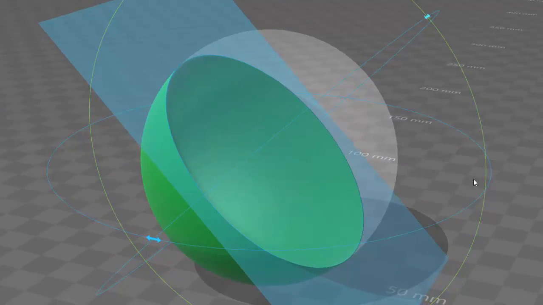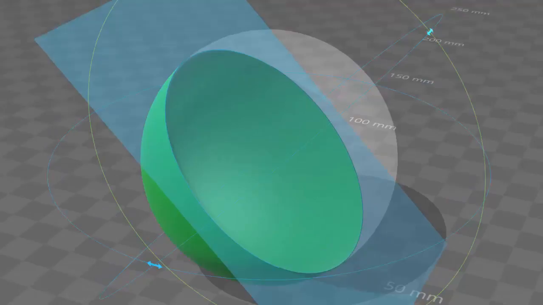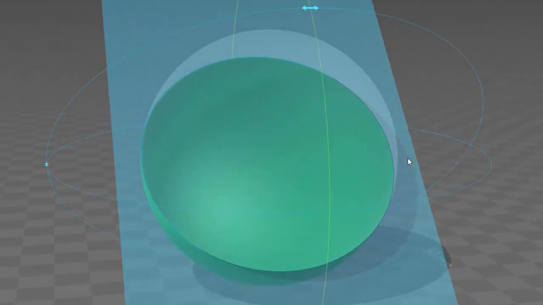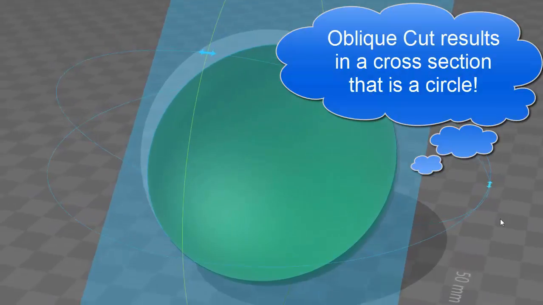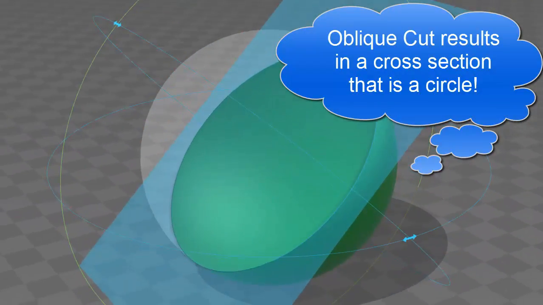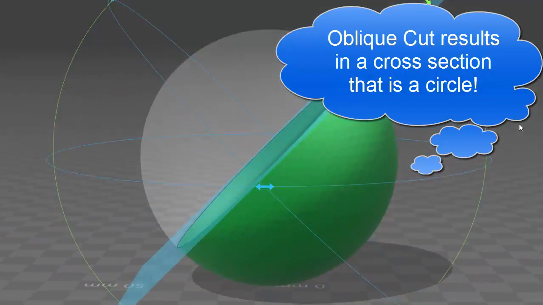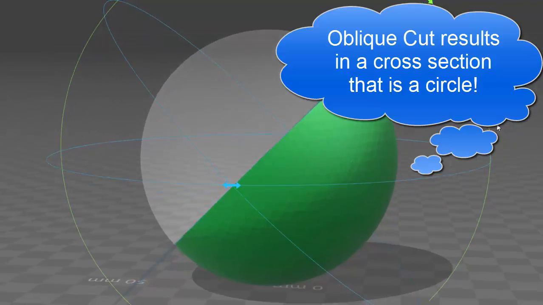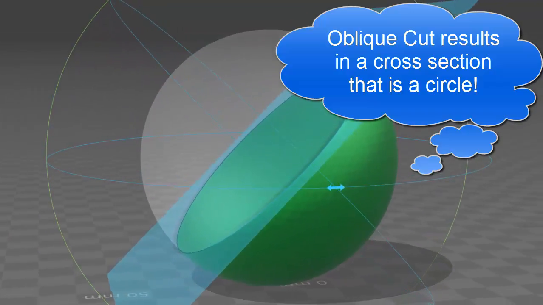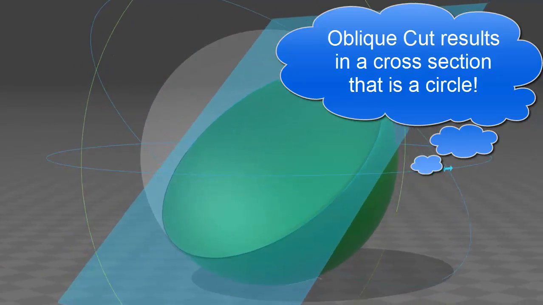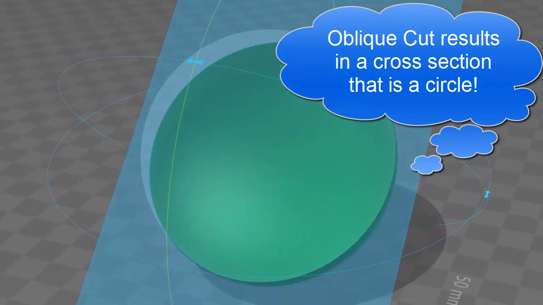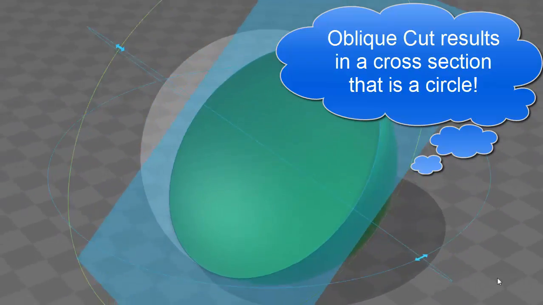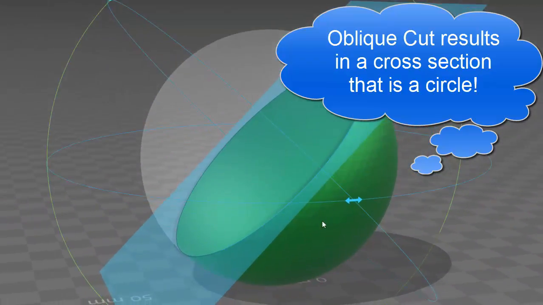Next, we have an oblique cut. Oblique basically means diagonal cut. Since a sphere is the same dimension in every direction from its center point, a diagonal cut is going to produce the same cross section, a circle. Again, the size of the circle will be dependent upon the orientation of that plane as it's cut through the sphere.